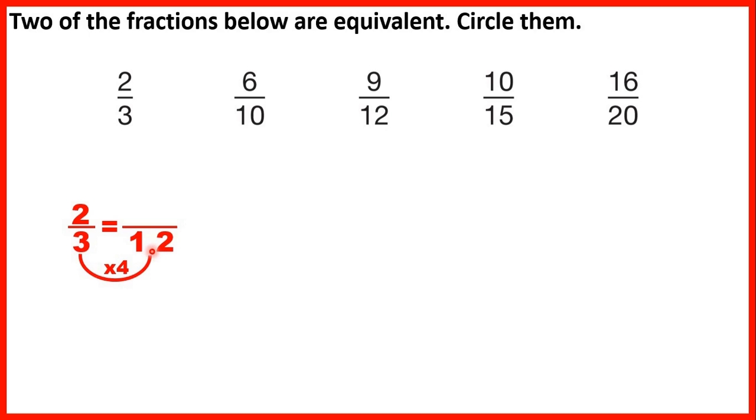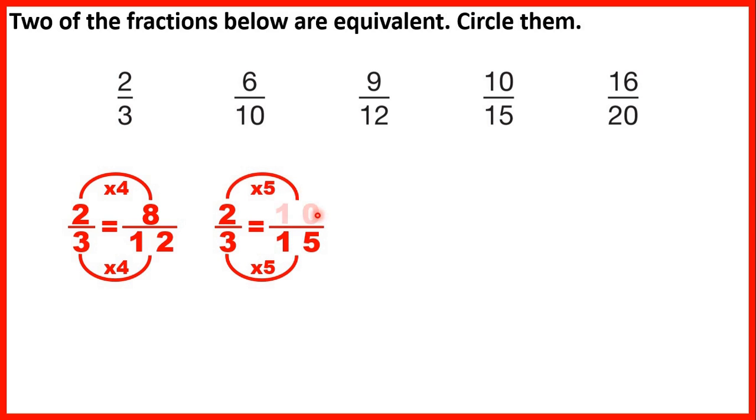3 times 4 is 12, and when we're finding equivalent fractions, we do the same to the numerator, and 2 times 4 is 8. So 2/3 is equivalent to 8/12, not to 9/12. So let's see if 2/3 is equivalent to 10/15. 15 is in the 3 times table, 3 times 5 is 15, and 2 times 5 is 10. So we've shown here that 2/3 and 10/15 have the same value. They're equivalent, so they're the fractions we need to circle.